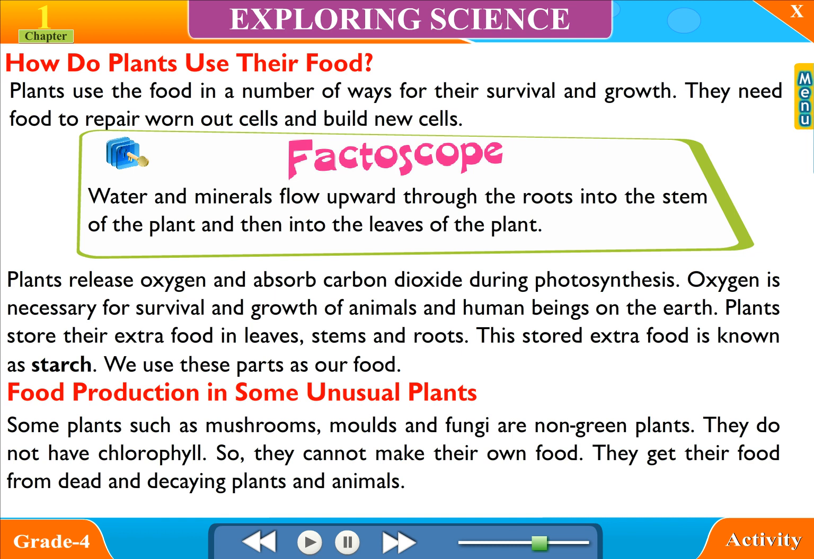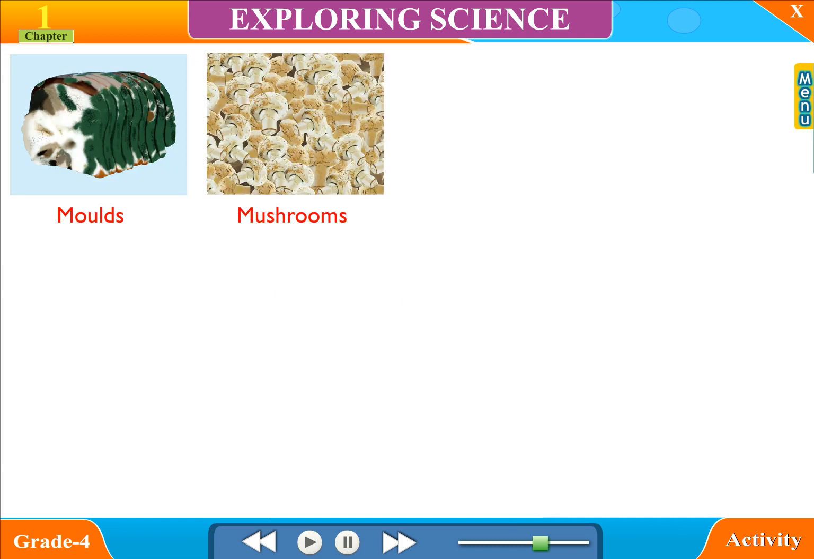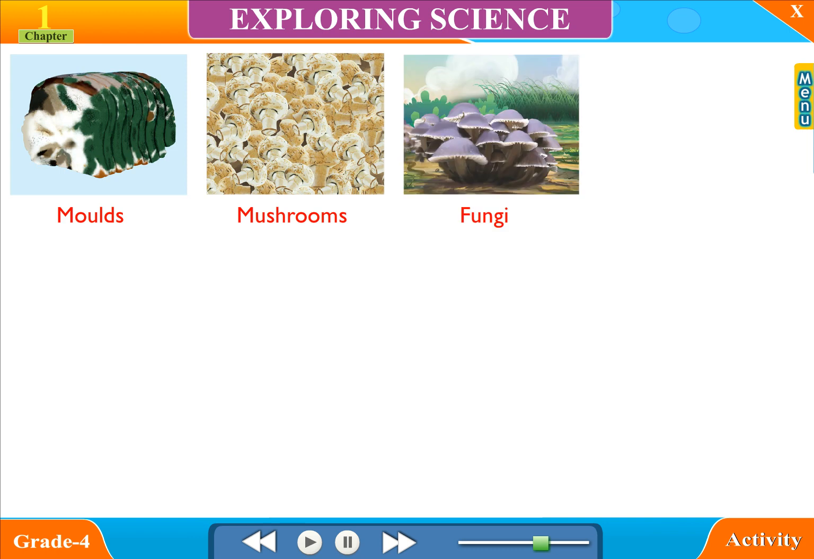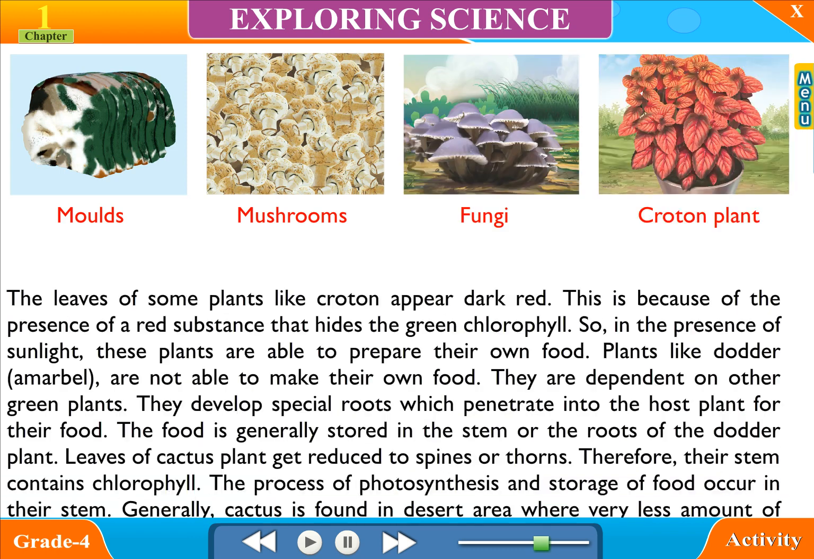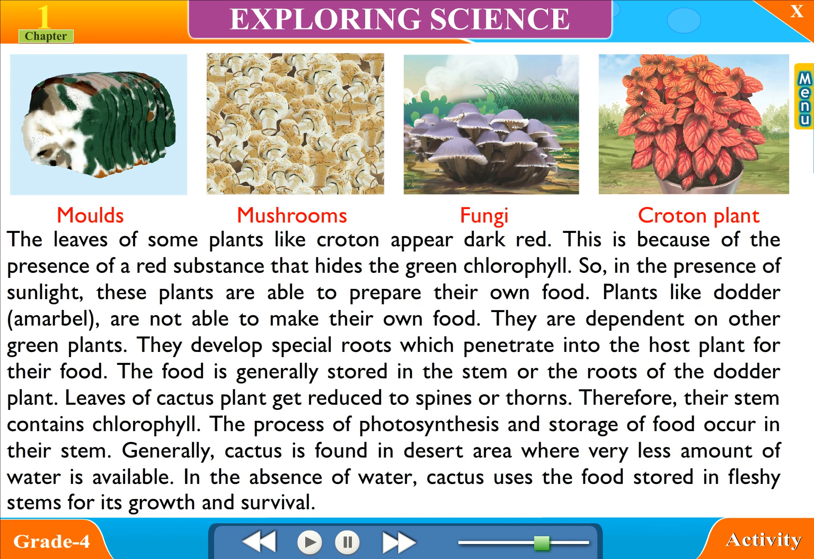They get their food from dead and decaying plants and animals. Moss, mushrooms, fungi, croton plant. The leaves of some plants like croton appear dark red. This is because of the presence of a red substance that hides the green chlorophyll. So, in the presence of sunlight, these plants are able to prepare their own food.